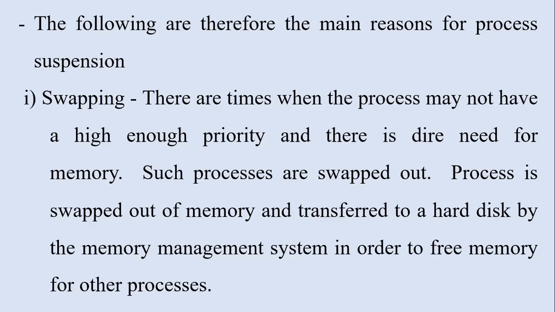The following are therefore some main reasons for a process suspension. Number one, swapping. There are times when the process may not have a high enough priority and there is no need for memory. Such processes are swapped out. The process is swapped out of memory and transferred to a hard disk by the memory management system in order to free memory for other processes.